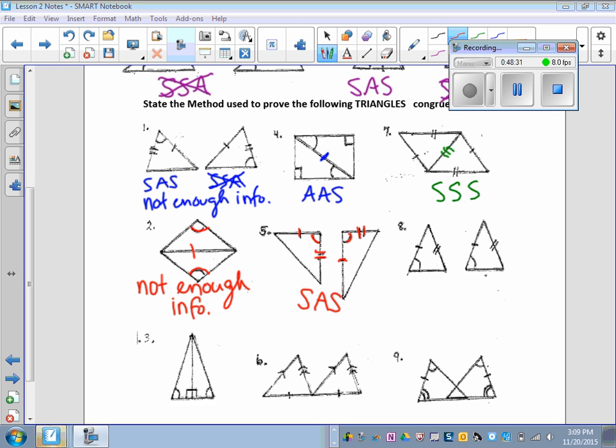Alright, our last, or number 8 over here, we have sides match, angle matches, but side, angle is not allowed. That one is not a method that works for us. So this is not enough info. Again, we can't say that they are not congruent, because they might be. We just don't have enough information to show that they are congruent.